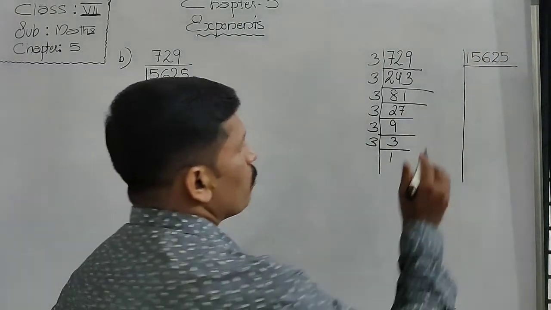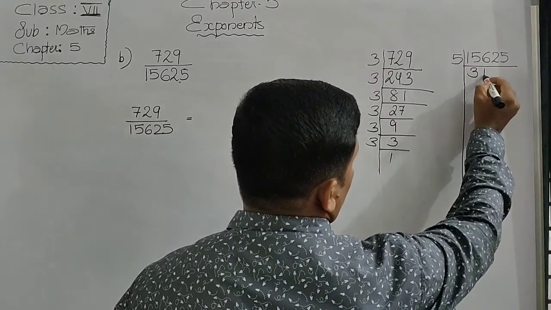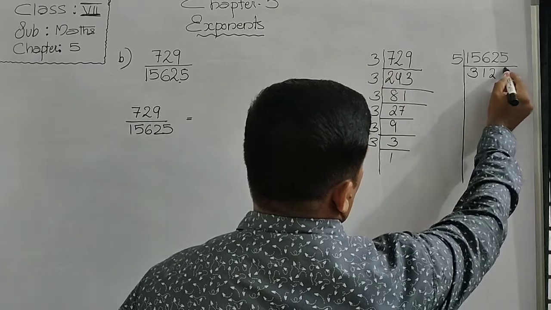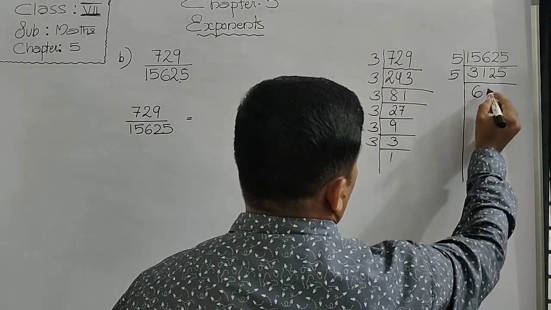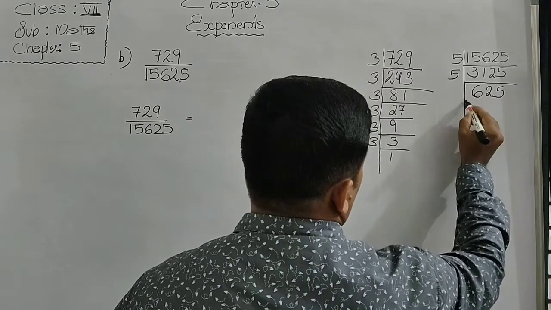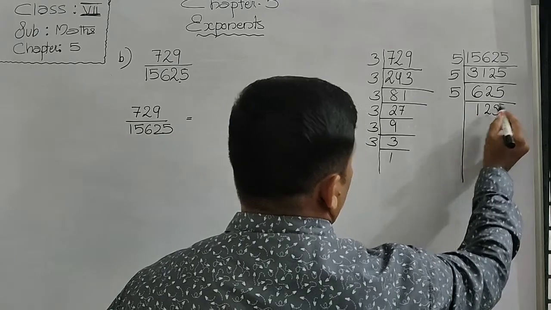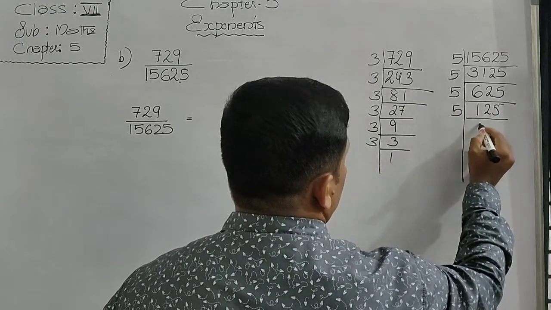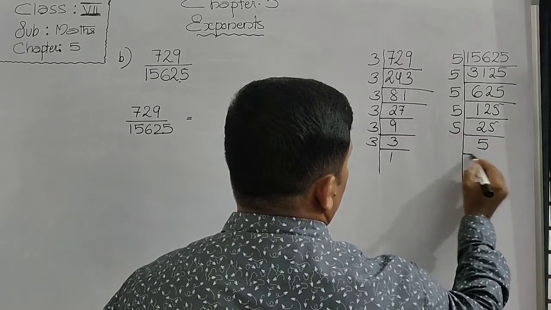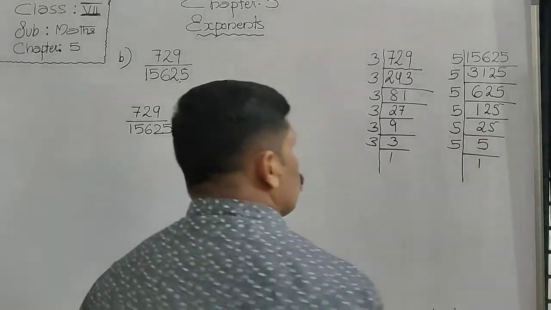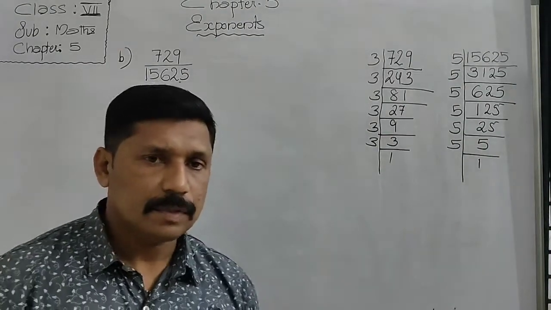So by 5 we can factorize that. 5 3s are 15, 5 1s are 5, 5 2s are 10, and 5 5s are 25. Then again by 5, 5 6s are 30, 5 2s are 10, and 5 5s are 25. Again by 5, 125. Then next by 5, 25. Then next by 5, 5, and 5 1s. So both factorizations of both numbers are finished.